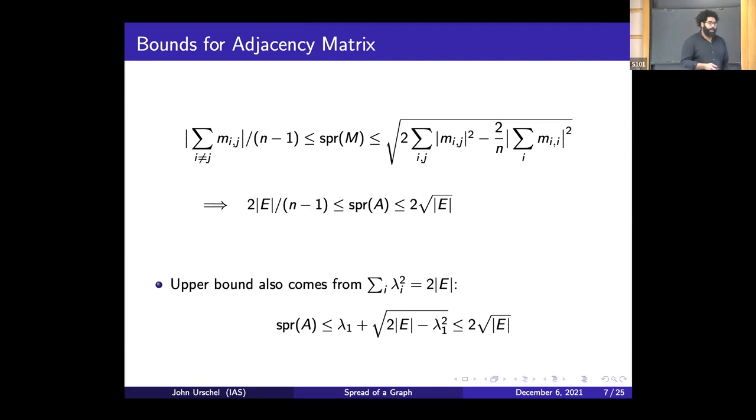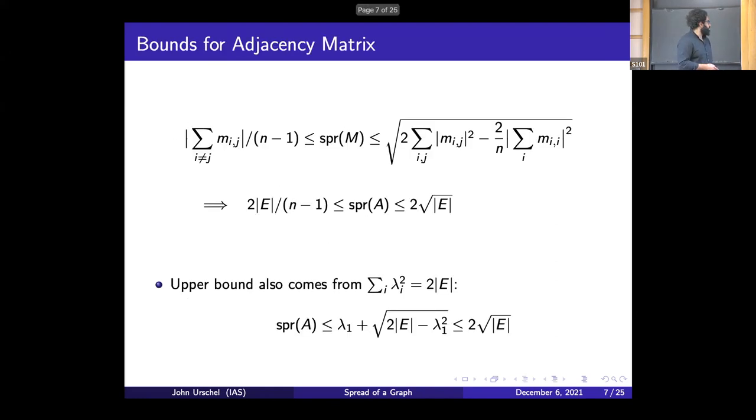Now, these generic bounds, when considered for the specific case of the adjacency matrix, give an upper bound of 2 times the square root of the size of the graph. You can see this from Mirsky's original result, but this upper bound also comes from a very basic proof that the sum of squared eigenvalues of an adjacency matrix is at most 2 times the number of edges. You can see this by taking the matrix squared and looking at the trace. And this exact upper bound will come up later.